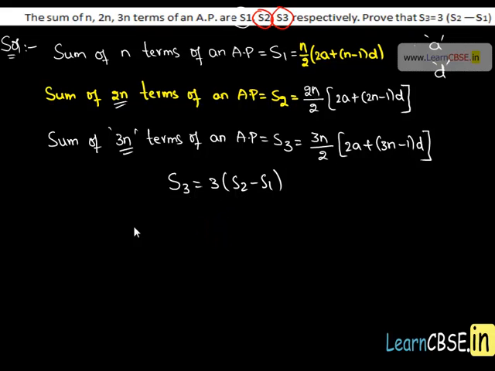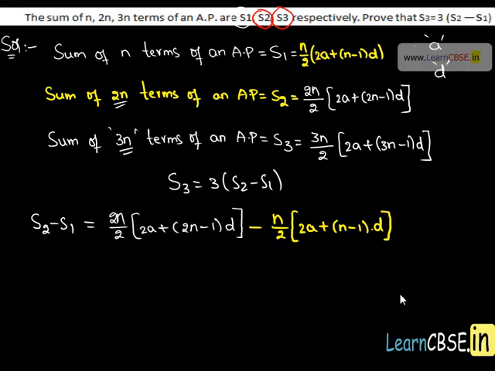To prove this, let us consider the difference between S2 and S1, that is S2 minus S1. Let us substitute these values from the above results. We have S2 is 2n upon 2 times 2a plus 2n minus 1 times d, and S1 is n upon 2 times 2a plus n minus 1 times d. Let us simplify this. We take n upon 2 common from both these terms. Then we remain with 2 times this term. Let us simplify it. We have 2a, and then let us distribute this d inside the bracket. That implies 2nd minus d.